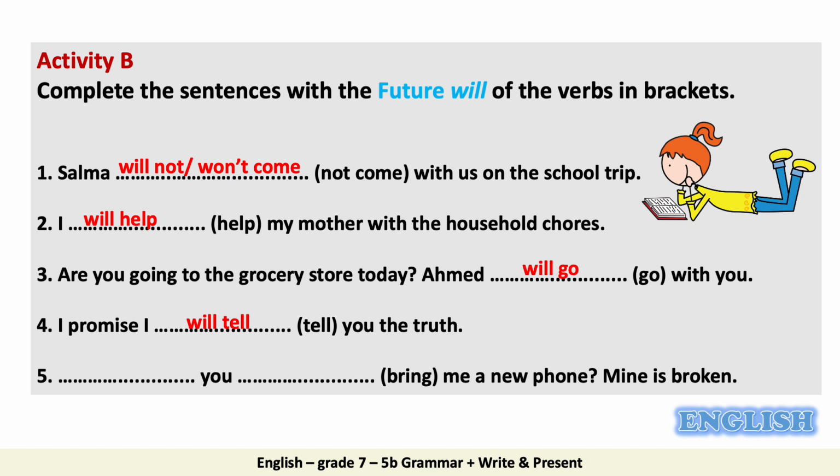Now, in sentence 5, we have a question. So we need to form the question form. Remember, we form the question form by putting will before the subject, followed by the base form of the main verb. So the sentence will be as follows: Will you bring me a new phone? Mine is broken.